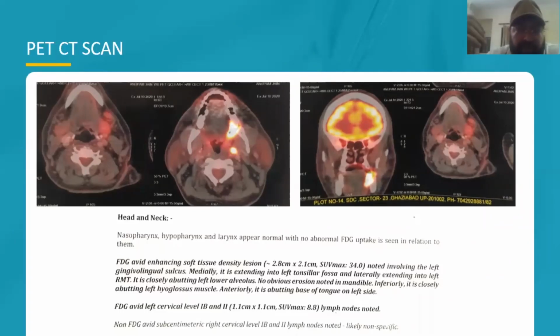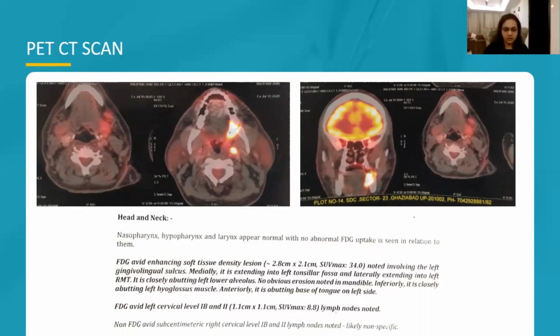So if the tumor is not involving the bone, as in this case, we go ahead and try to preserve the bone and do a marginal mandibulectomy, in which we just remove the rim of the bone rather than removing the whole bone. Whereas if the scan shows a bone involvement or a bone erosion, then we don't try to preserve the bone. Then we end up removing the bone along with the tumor.